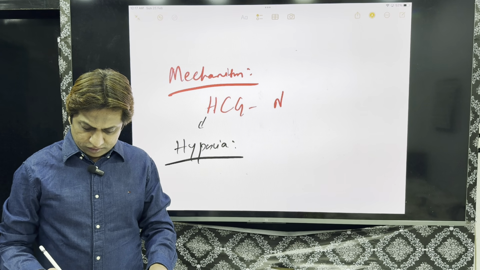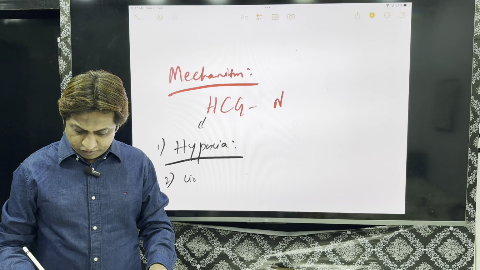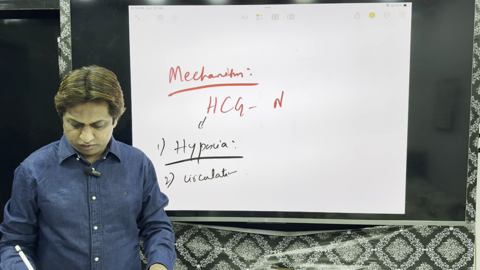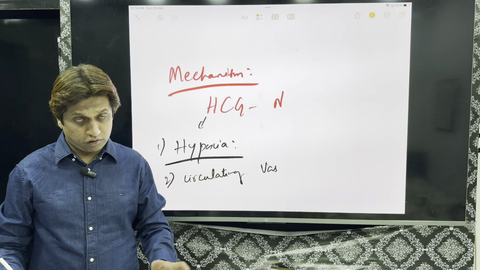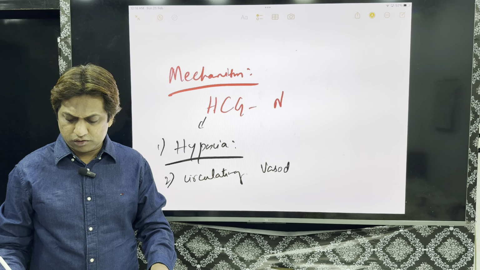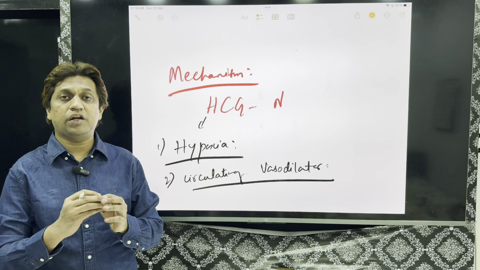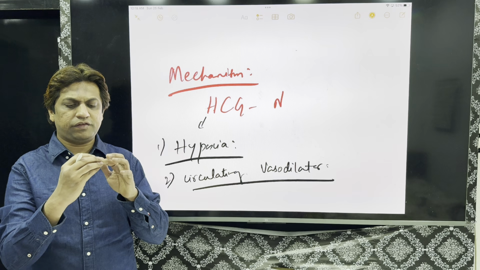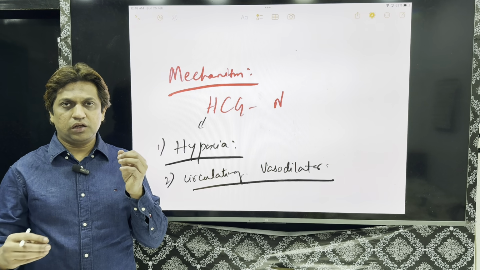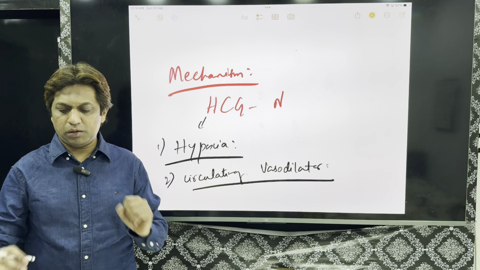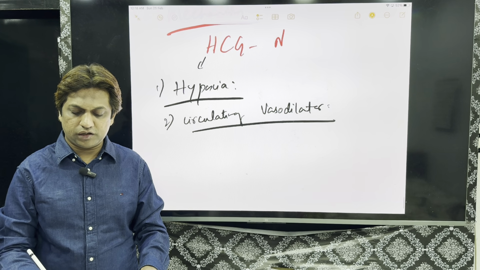Hypoxia. The second thing is due to circulating vasodilator. This hypoxia also causes vasodilatation. So any circulating vasodilator chemical can cause this clubbing. Due to the vasodilatation, increased blood flow causes hyperplasia or hypertrophy of the tissue here, which leads to this bulbous enlargement, okay, circulating vasodilator, C.